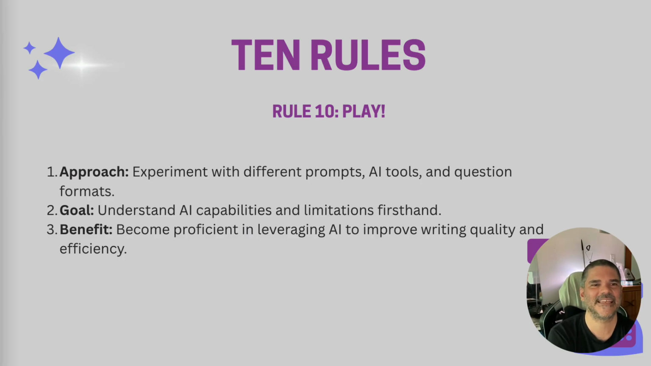And then rule number 10, it's not all work, it's not all boring. You can use it to play. You can experiment with different prompts, try out different AI tools and platforms and see what gives you a better result that you're looking for, and question formats. Make sure that you understand the AI capabilities and the limitations firsthand, so you know what you can use the AI tool for and what you should leave it for, and focus on doing yourself as the human. And then becoming proficient in leveraging AI is going to improve the writing quality and efficiency of your work. So those are our 10 rules for using AI in grant writing.